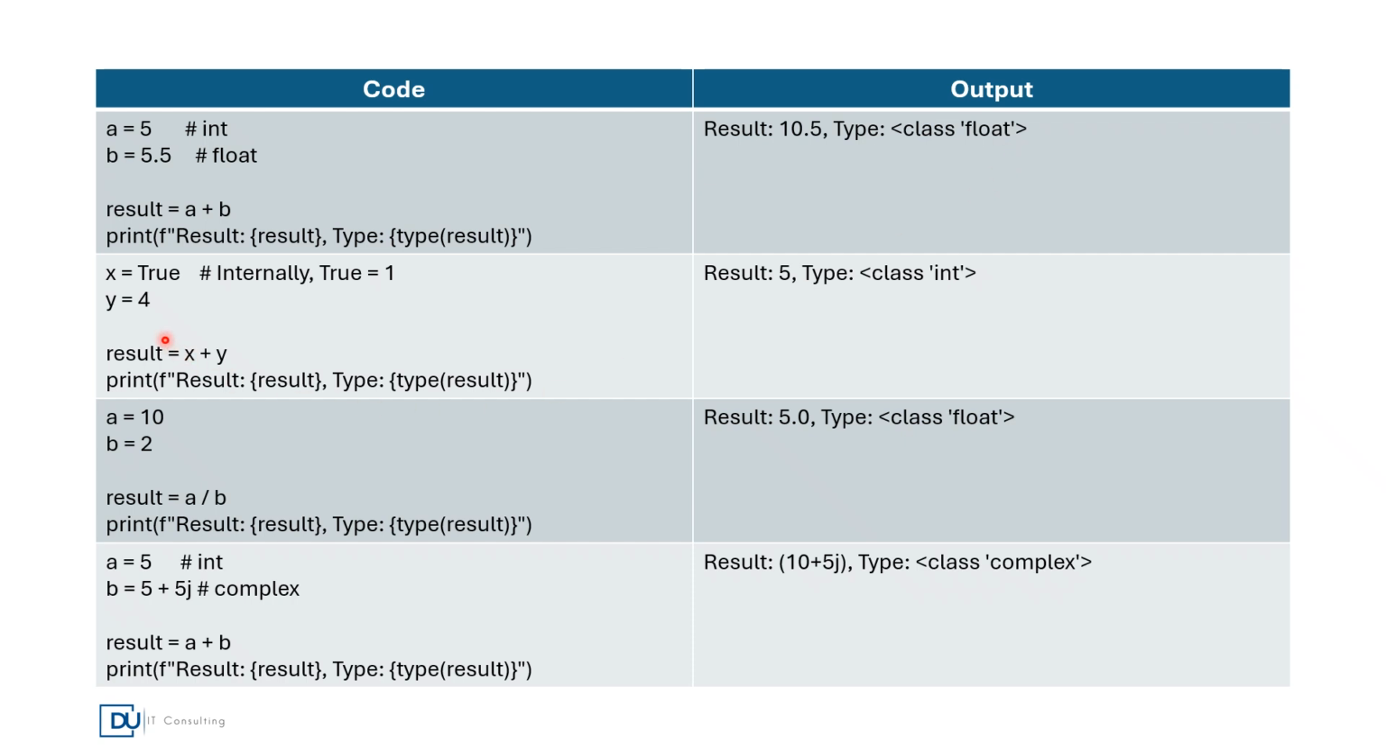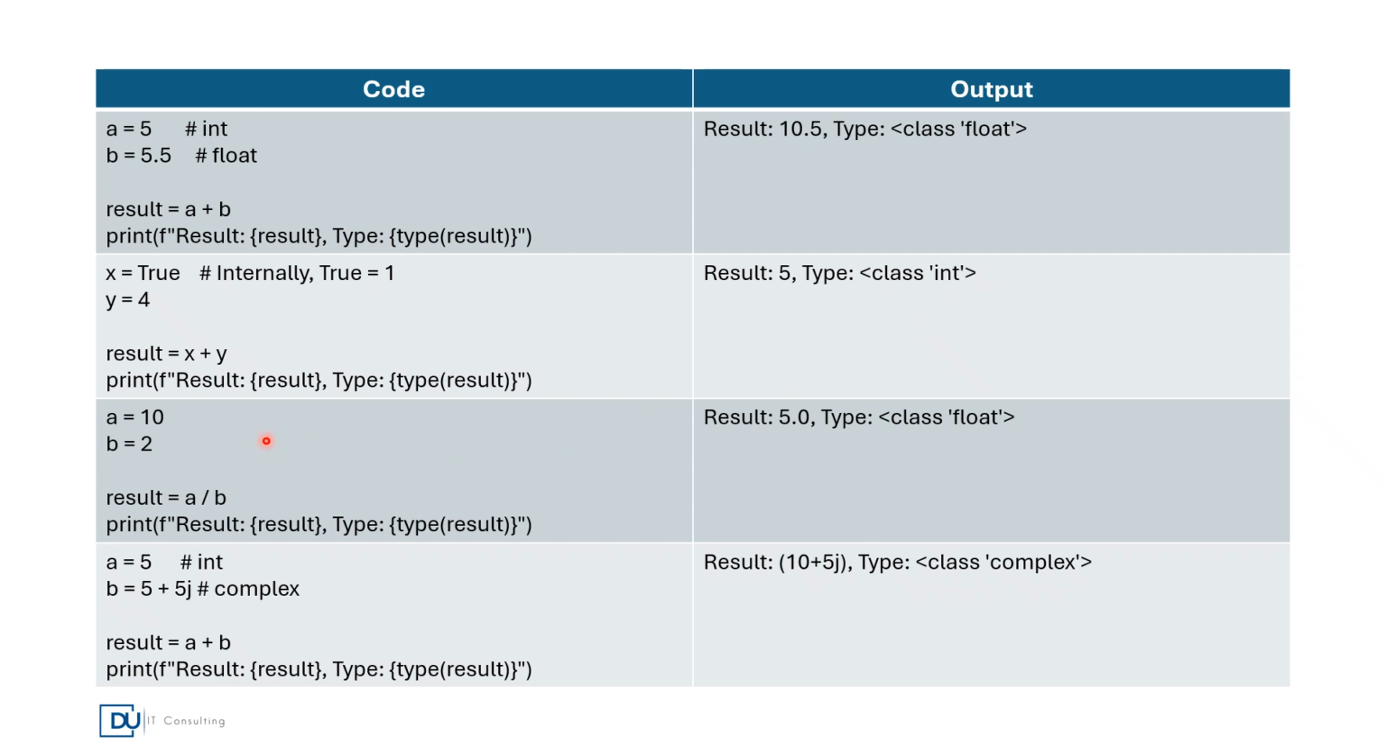Then when we look at the second one, x has a boolean value, True, and internally True means 1. Then we have y is equal to 4. So when we do result is equal to x plus y, we get 1 plus 4, which is 5, and it's an integer data type.